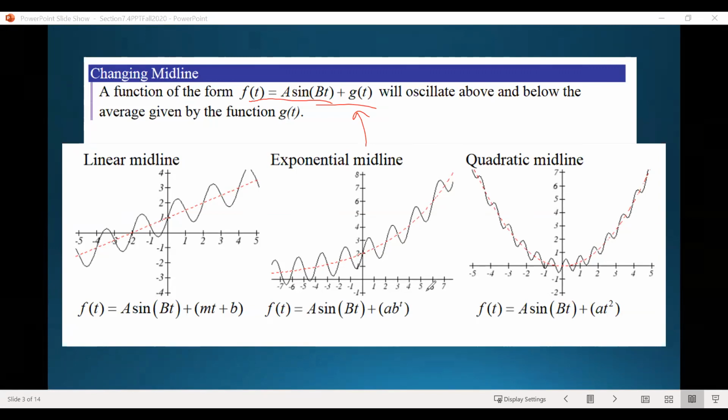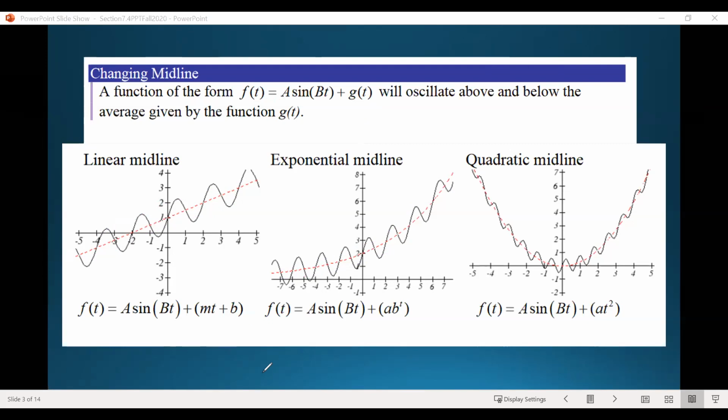Okay, so we can see some different examples of what this might look like. So we could have a midline that's linear. And as you see in this first one here, notice the midline there is a line slanting, in this case upwards, and the function is oscillating above and below that. In the second place here, we see a times sine of bt plus a times b to the t. So there's our exponential again. And if you look at the midline there, it's an exponential form, and the function is oscillating above and below that.